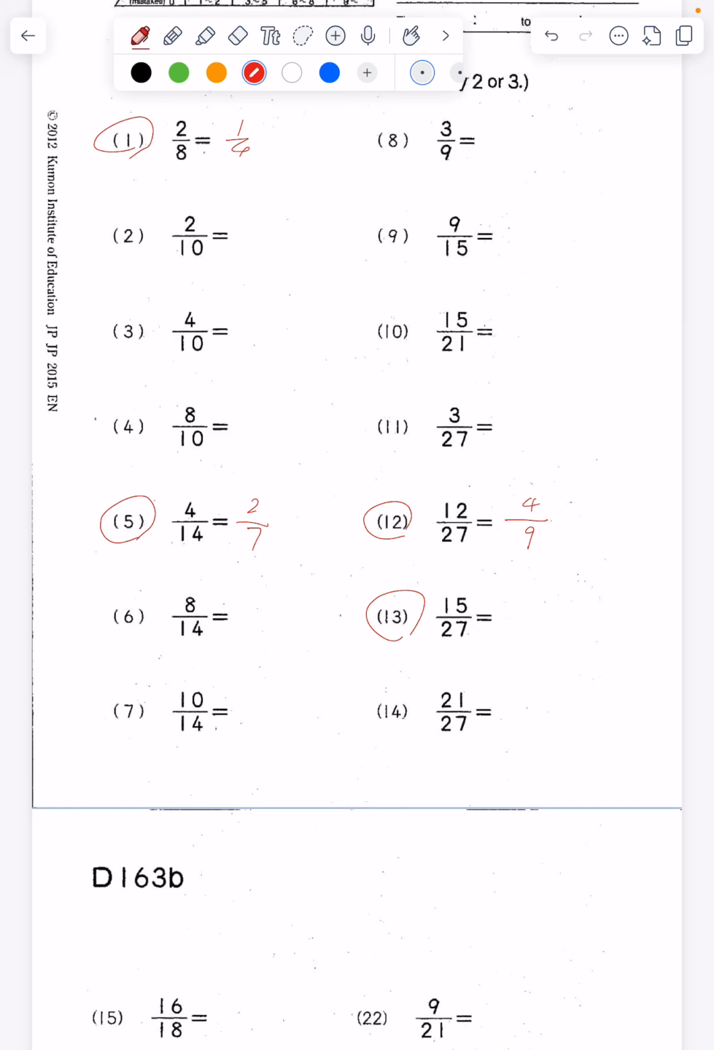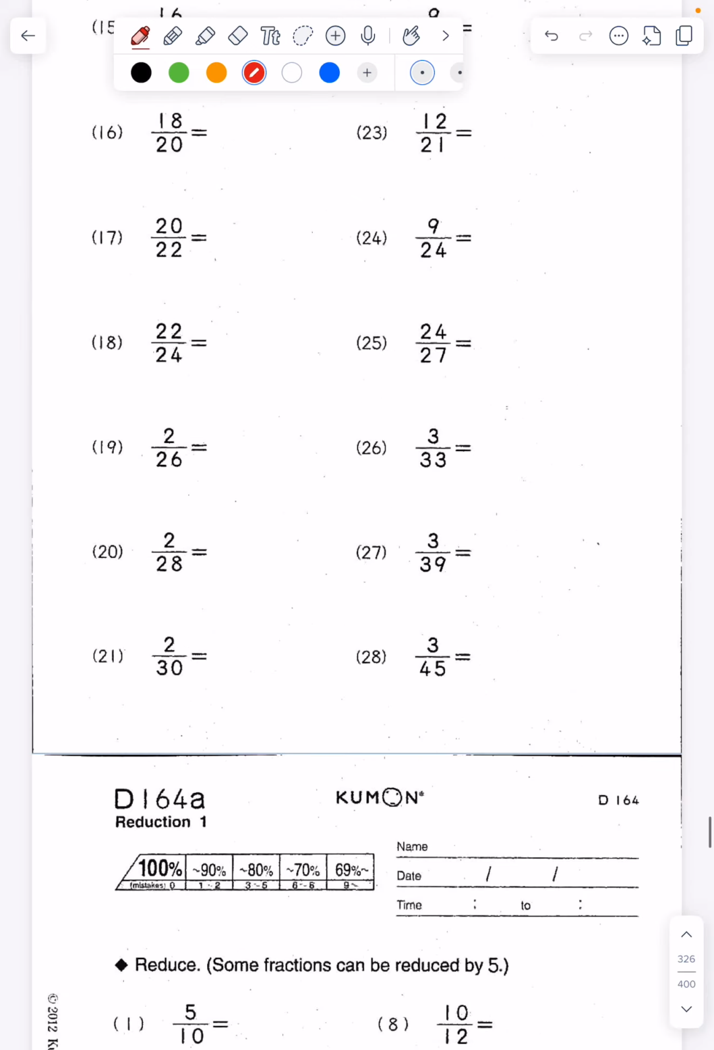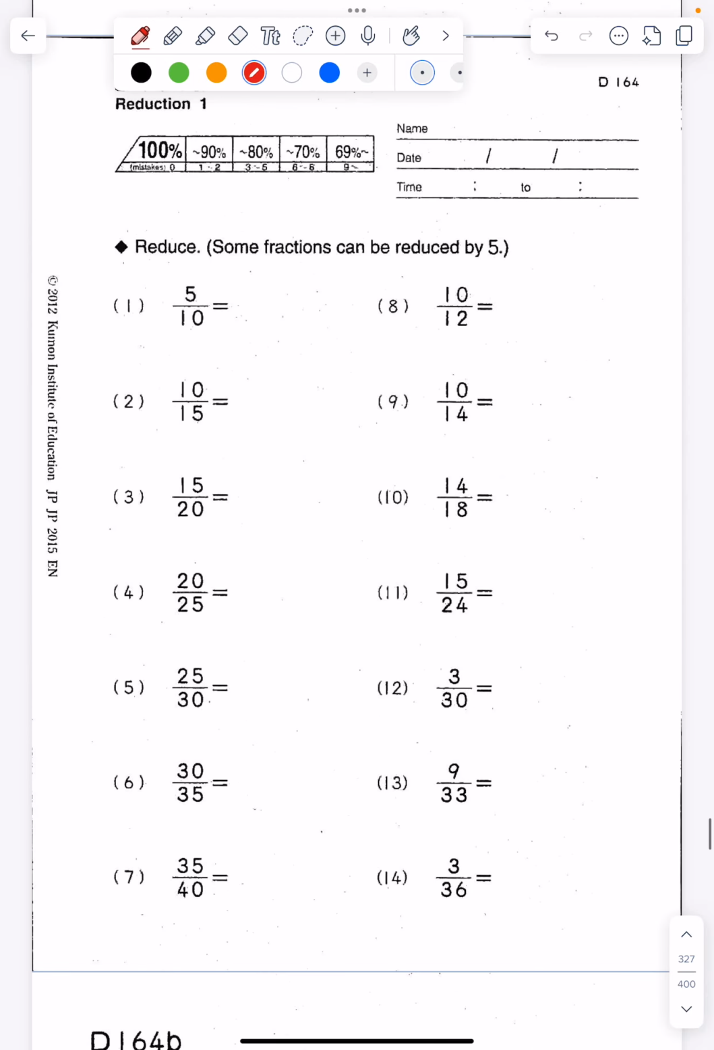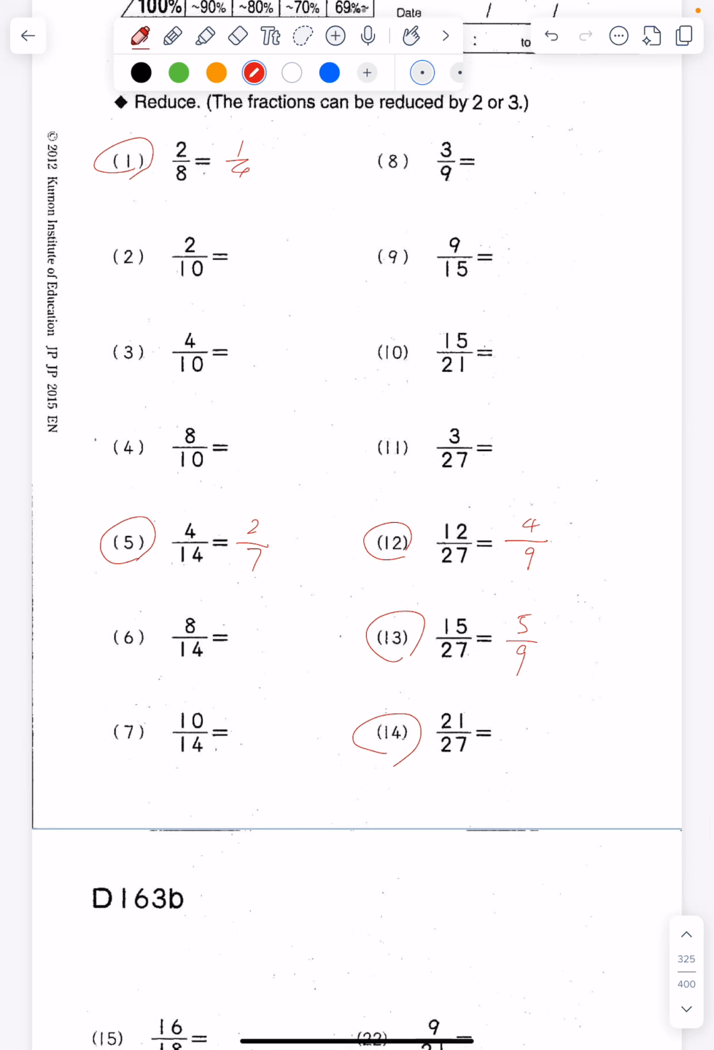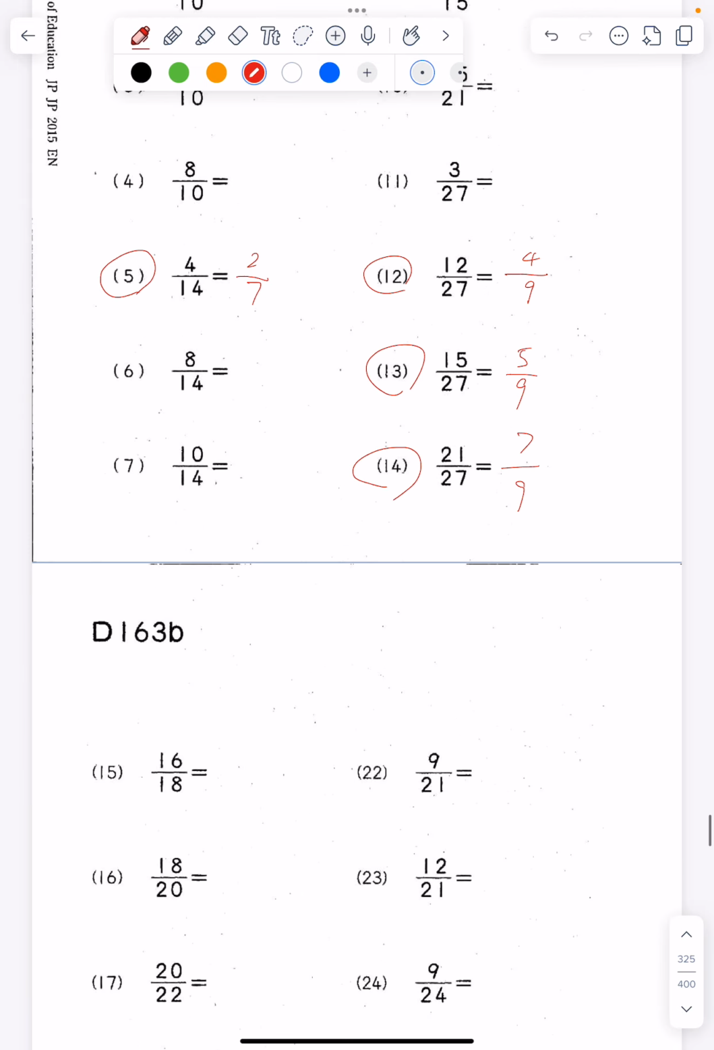Okay, what about number 13? 5 on the top, you mean? Okay, good. What about the bottom? 9. Okay, very nice. So because you divided both of them by 3. Do you want to try 14? Yeah, that's fine. Let's try 14. So what do you want to divide it by? 7 over 9? Very nicely done.